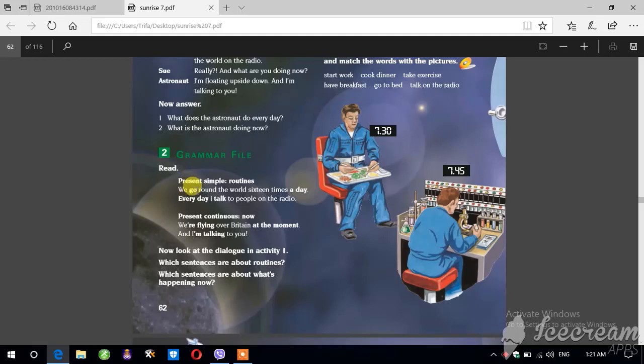We go around the world 16 times a day. Here we have we is a subject, go is a verb, simple verb. There is no ing, there is no verb to be like is, are. So the structure of present simple is subject, verb, complement. Subject, like we, go is a verb, round the world 16 times a day is complement.